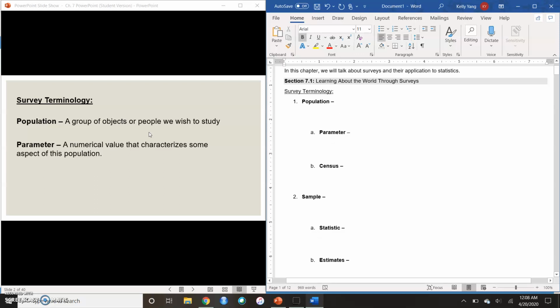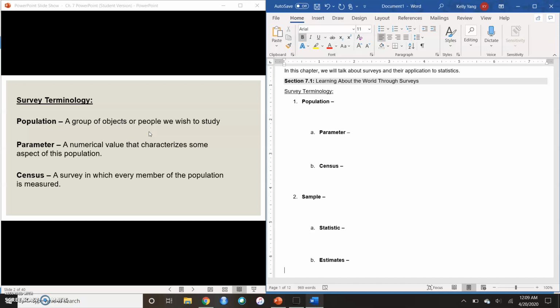The second term I want to talk about is parameter. So the term parameter refers specifically to the population. So parameter is basically a numerical summary or value that characterizes some aspect of the population. So this is going to be a number that describes all of the people that you're interested in studying. So something like the average age of all of the people in Bowling Green, something like that.